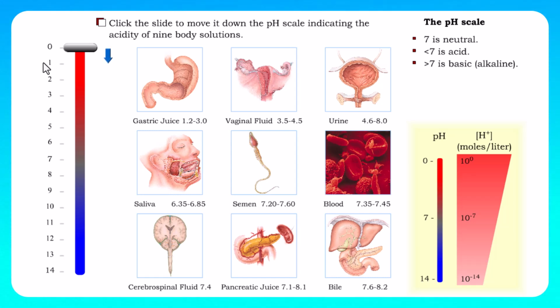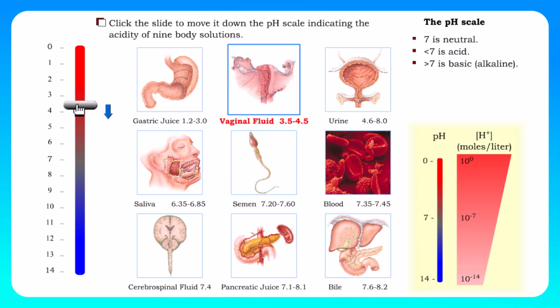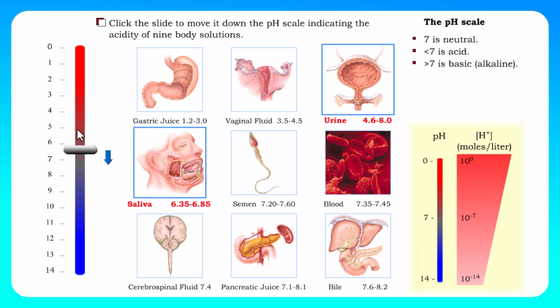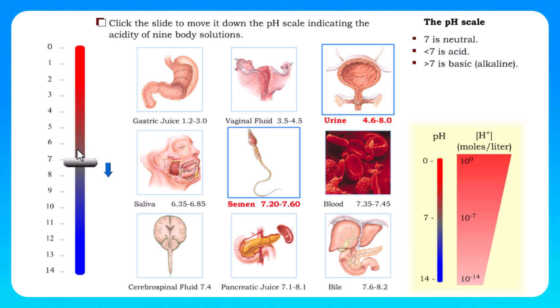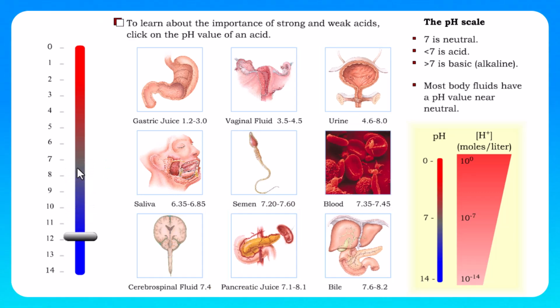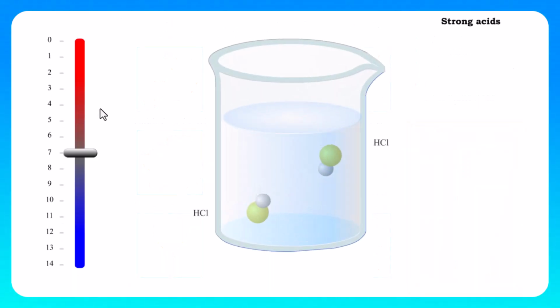Let's explore various bodily fluids. Gastric juices are very acidic, about a pH of 1. Vaginal fluids are about 3 to 4. Uterine and bladder fluids are much higher. Saliva is almost basic. And then you can see we are getting into the alkaline environment for the rest of these. So this tells us that most bodily fluids have a pH of about neutral.